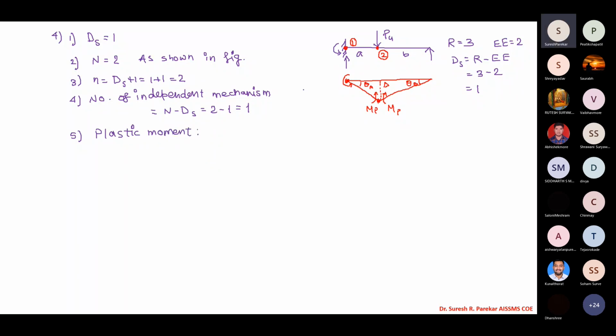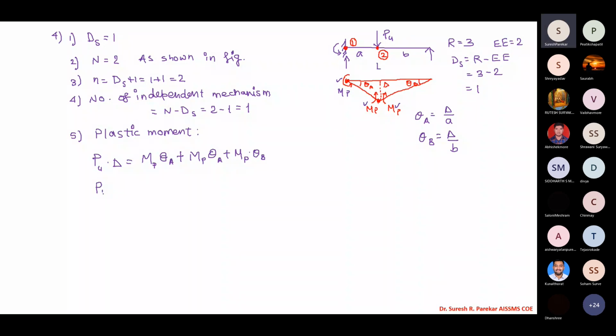And then we have external work done equal to internal. External we have Pu into delta. Internal we have first this MP into theta A, plus we have this second MP into theta A, plus we have this third MP into theta B. Now we have theta A is equal to delta by A. We have theta B is equal to delta by B. And we have total as L.